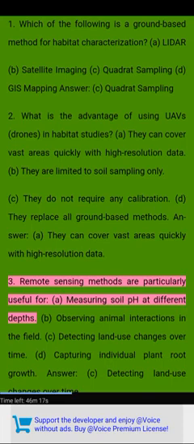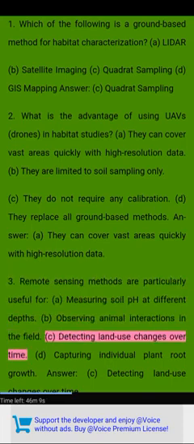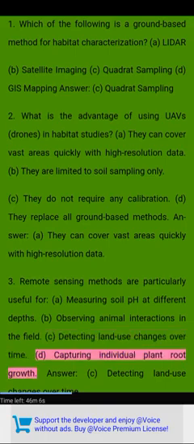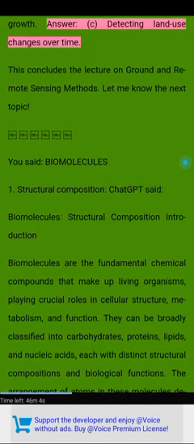3. Remote sensing methods are particularly useful for: A. Measuring soil pH at different depths. B. Observing animal interactions in the field. C. Detecting land use changes over time. D. Capturing individual plant root growth. Answer. C. Detecting land use changes over time.